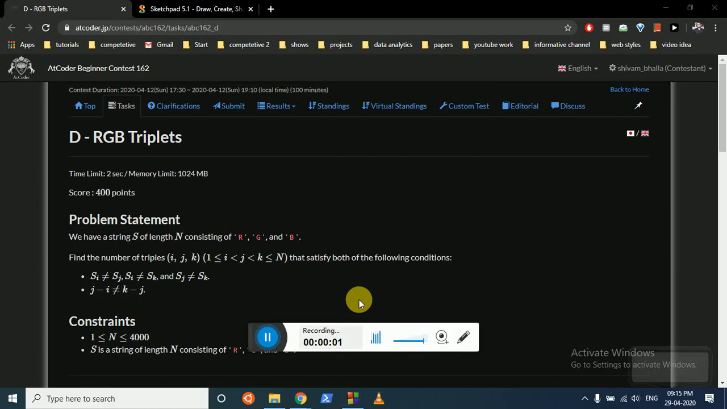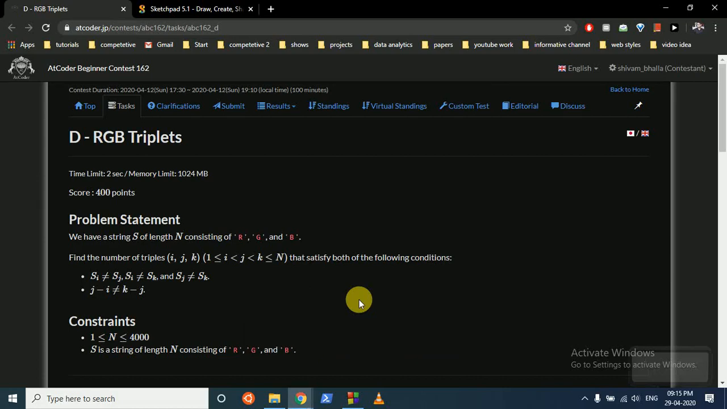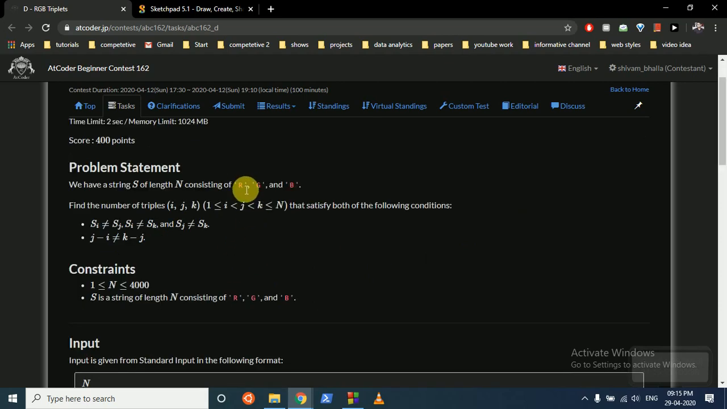Friends, so today we will discuss this question from AtCoder Beginner Contest 162, Problem D, RGB Triplets. In this question, you are given a string of length n consisting of only the characters R, G and B, and you have to find the number of triplets I, J and K such that the triplet satisfies these two conditions.